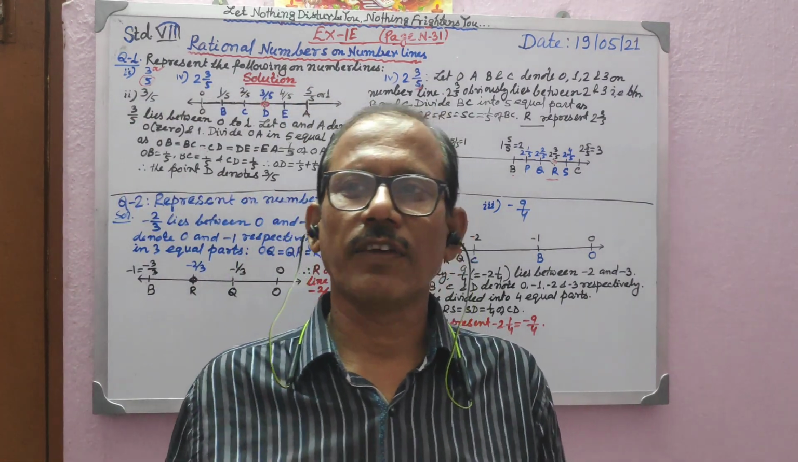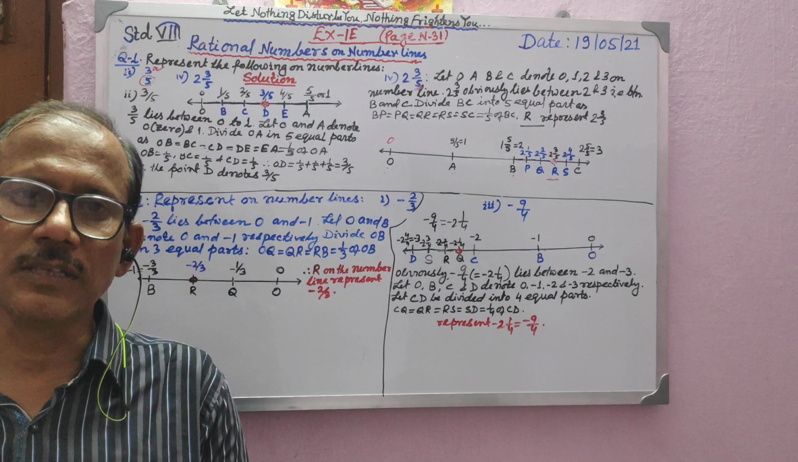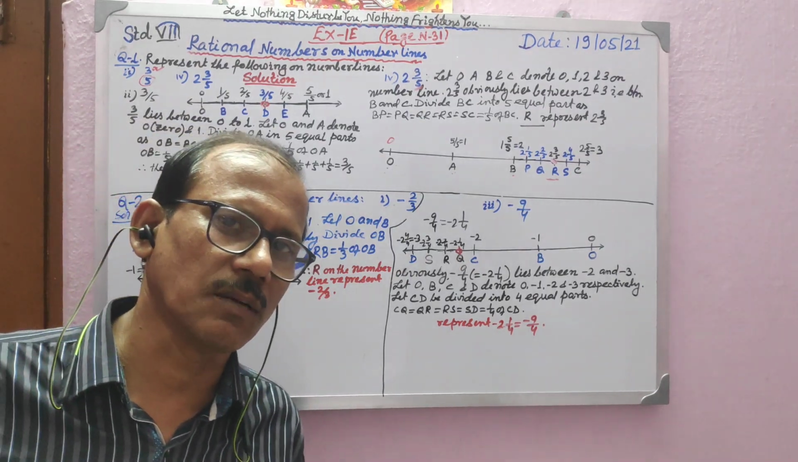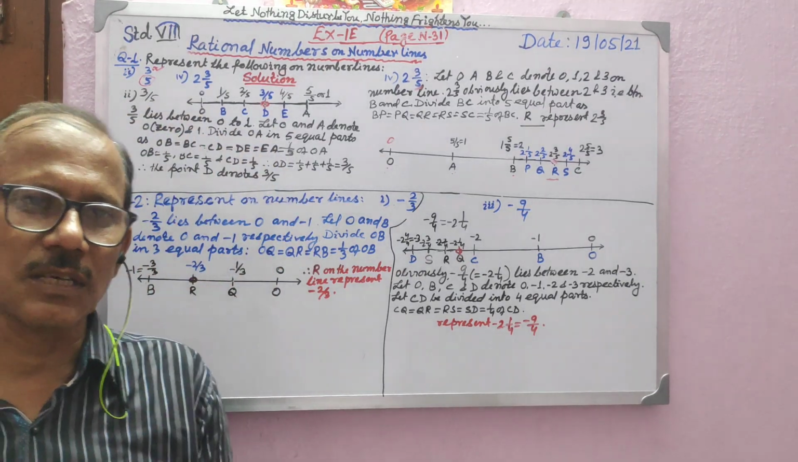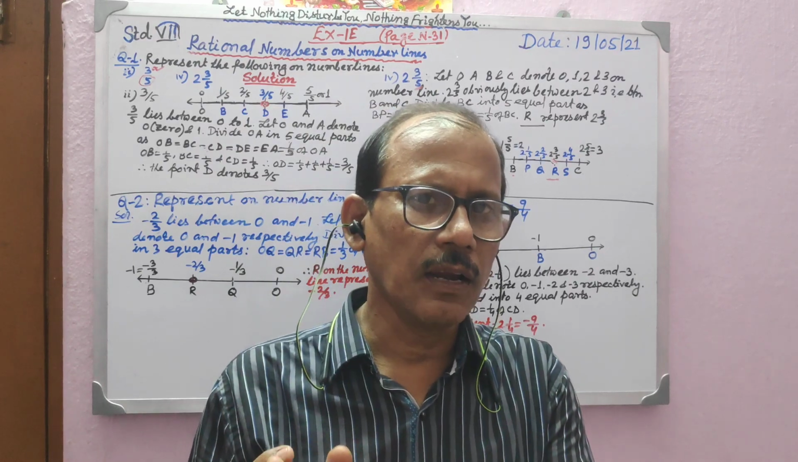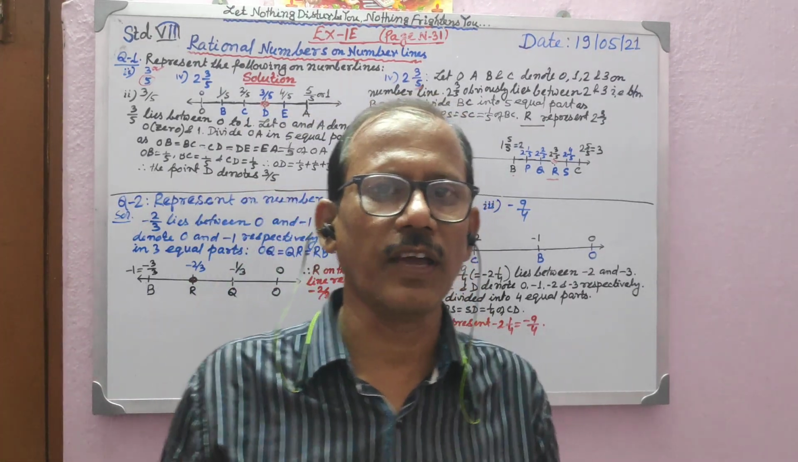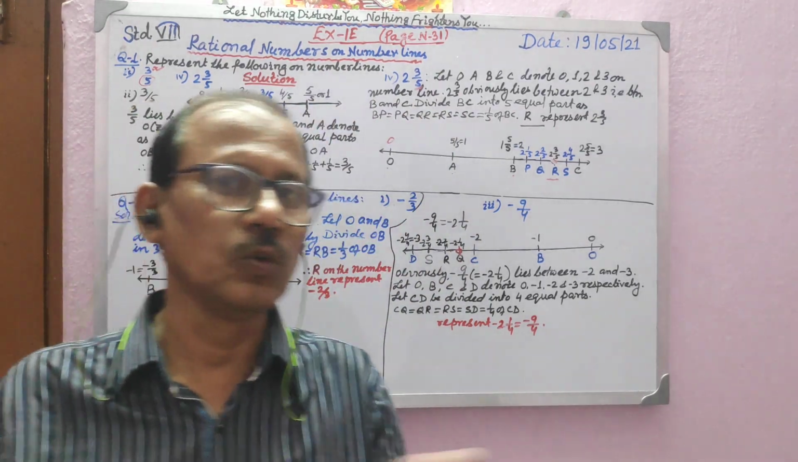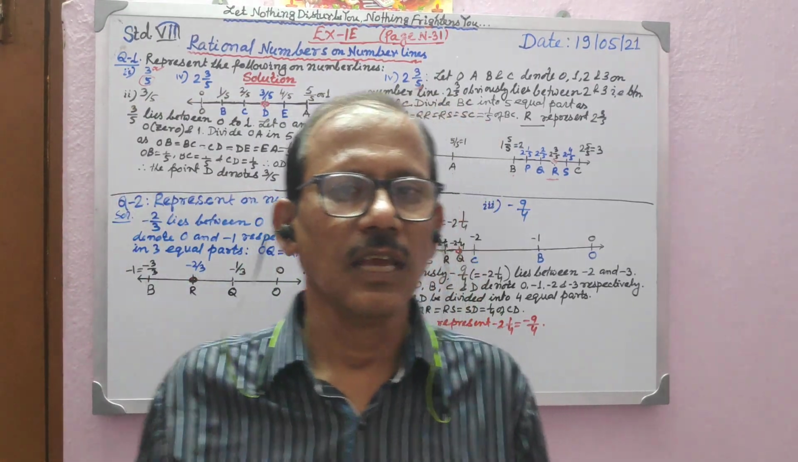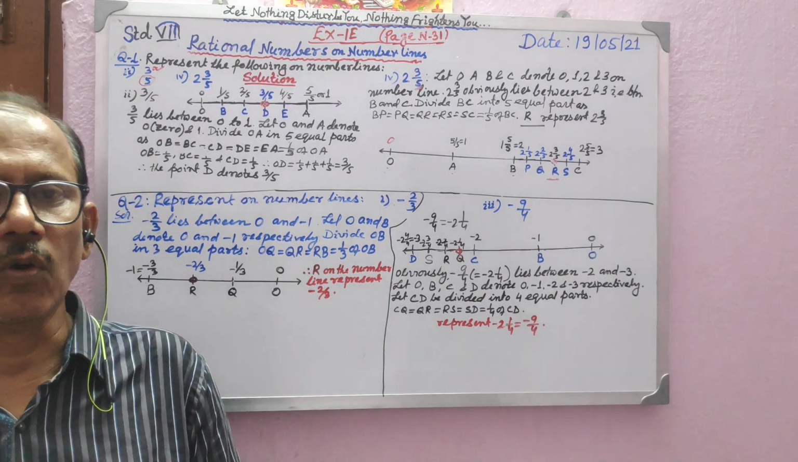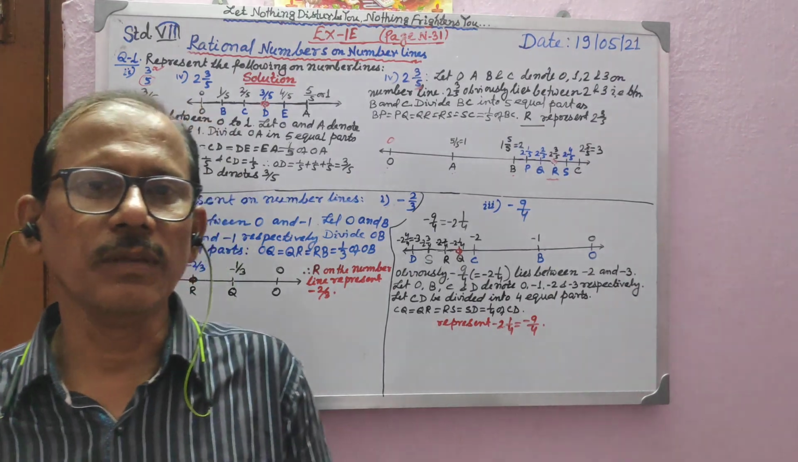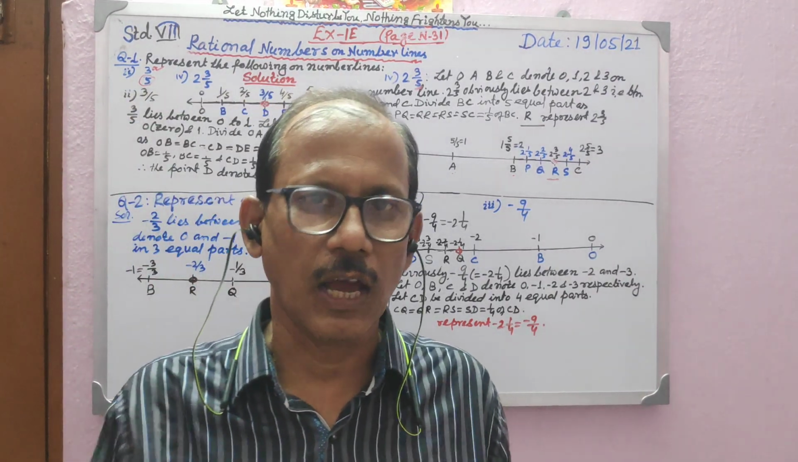On the number line, where will an improper fraction lie? It depends. An improper fraction can be converted to a mixed number. Once you convert it to a mixed number, you will get a whole number part. So it will lie between that whole number and the next whole number. If it is 2 whole 3 by 5, it will lie between 2 and 3. Could you understand me? If it is minus 3 whole 4 by 7, it will be between minus 3 and minus 4. I hope you understood it.